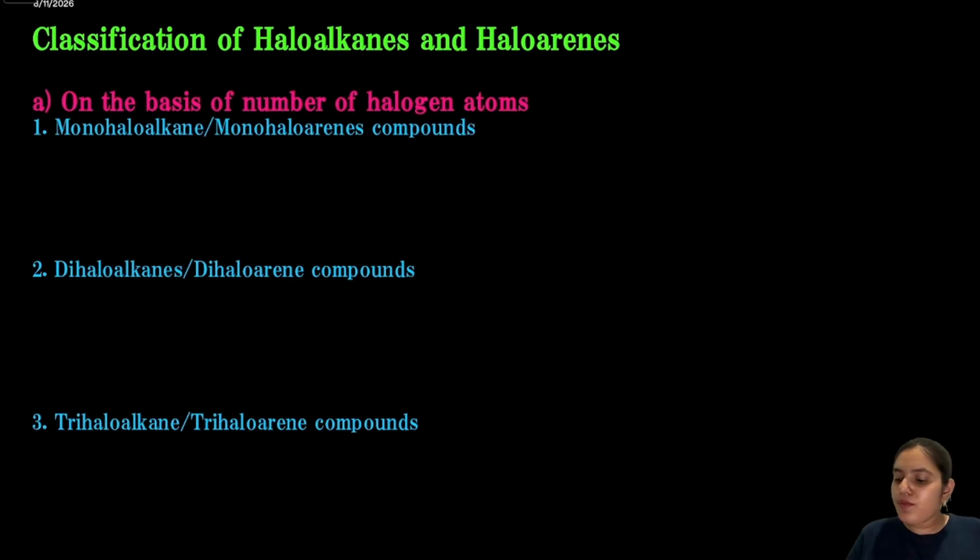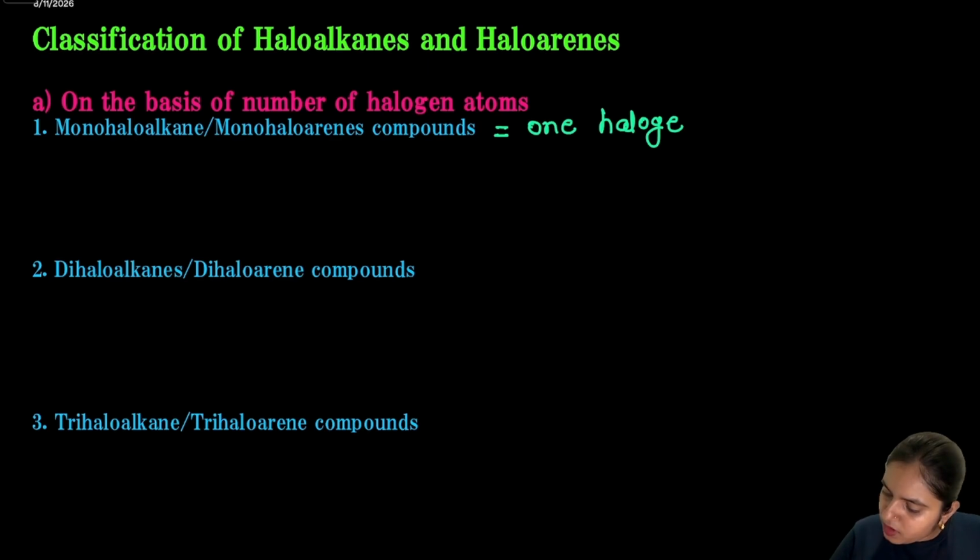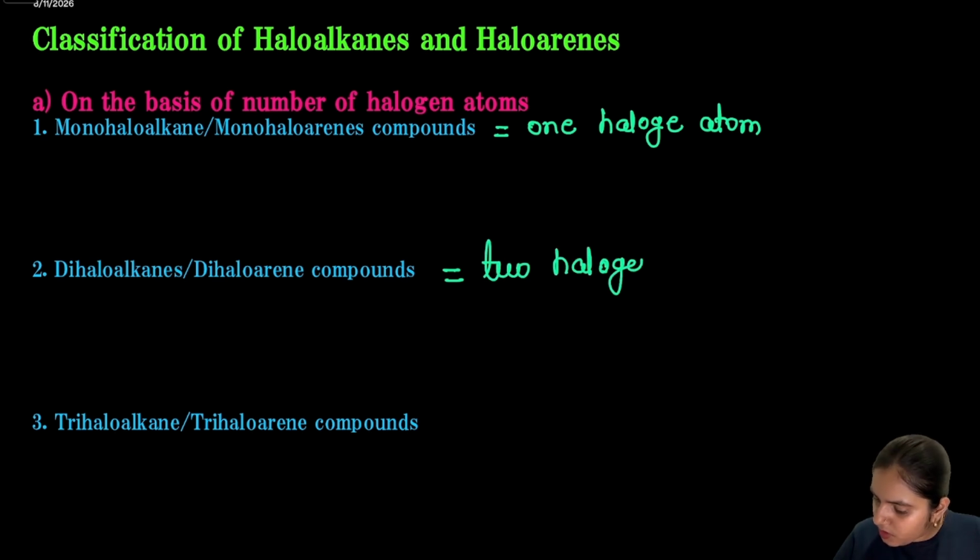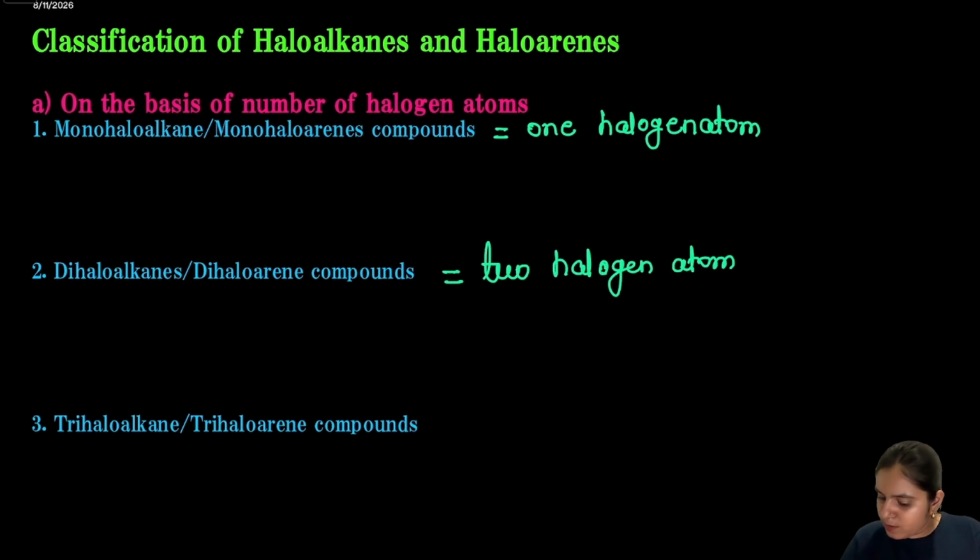Next is classification of haloalkanes and the haloarenes. So haloalkanes and the haloarenes can be classified in several ways. First, it is based on the number of halogen atoms. So first is monohaloalkanes and the monohaloarenes. Monohaloalkanes or the monohaloarenes means one halogen atom. Okay. Next is dihaloalkanes and dihaloarenes means two halogen atoms. One halogen atom and two halogen atoms. And what is tri? Tri means three halogen atoms.